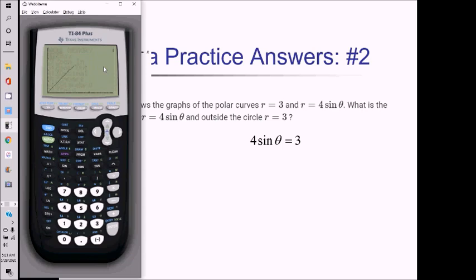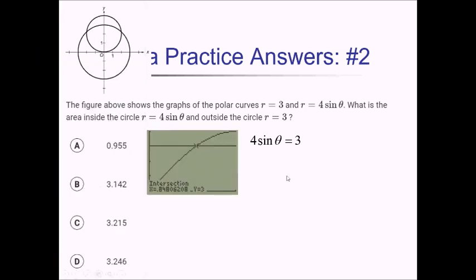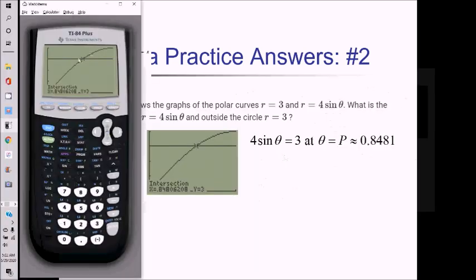Zoom 0. So there's the left half of my equation, 4 sine of theta, and there's 3. For that intersection point, we do second trace, option 5 for intersect. Enter, enter, enter. That gives us an intersection point of 0.8481. I'm going to refer to that as the value p from here on out, just so I don't have to keep writing it over and over again. That's a super important value right there. So let me quit out of my graph, and I'm going to store that as alpha p. You can choose whatever letter you want; I'm just using p.